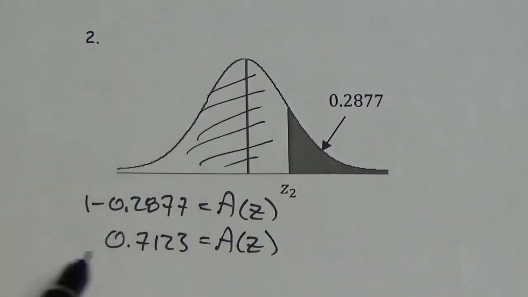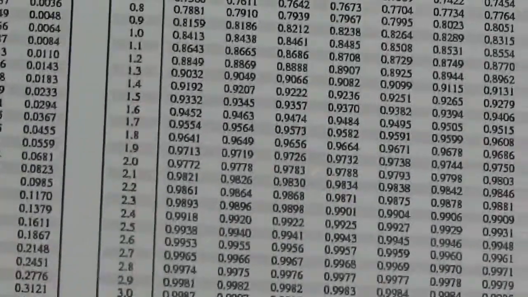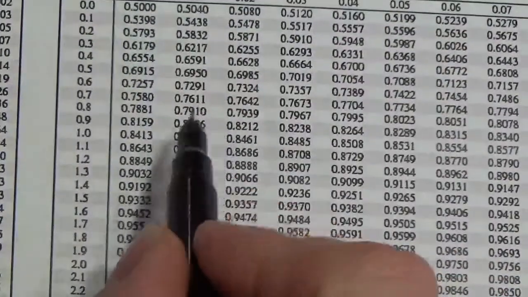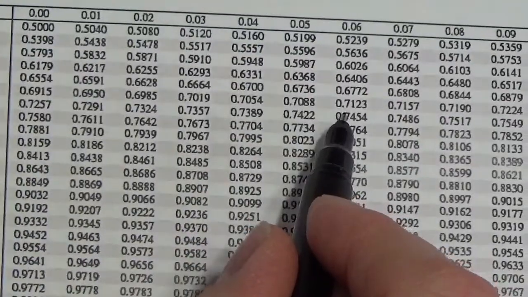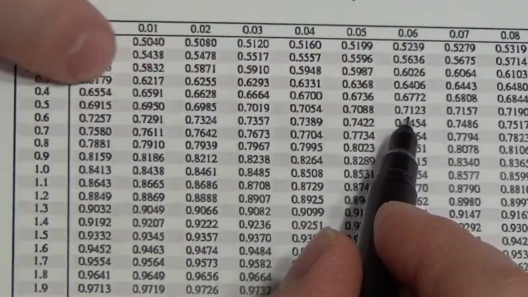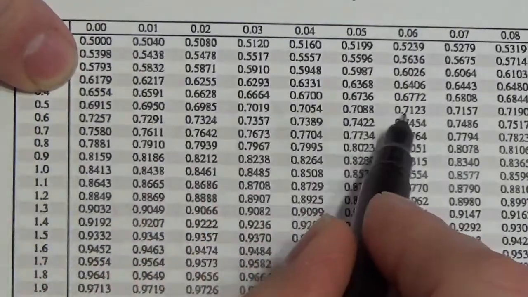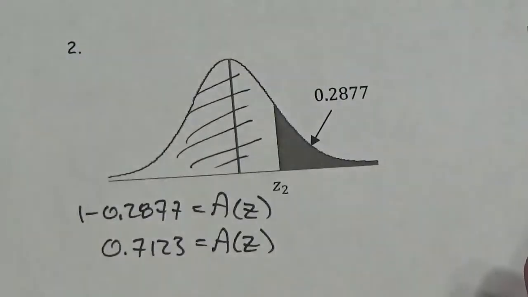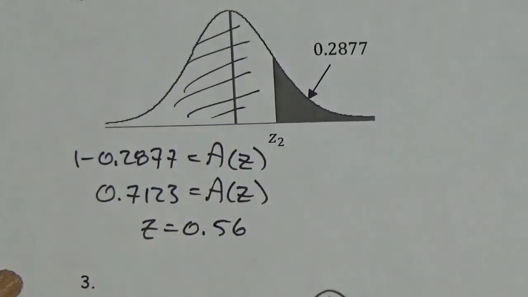Okay, so now I got to look for that in my chart here. And again, because that's greater than a half, I'm going to be on the right-hand side of my chart. And again, it's 0.7123. 0.7, okay, I'm up here. And I see it right there, 0.7123. And when I slide along to the right, I see that that's 0.5. I'm just going to double check that there, 0.5. And go up and it's 6. So Z is equal to 0.56.